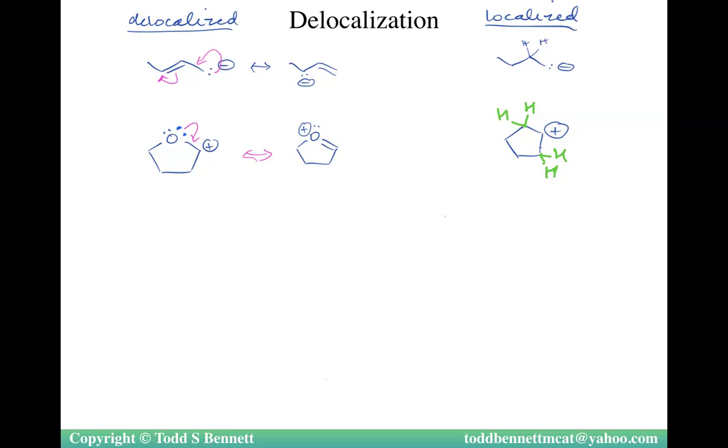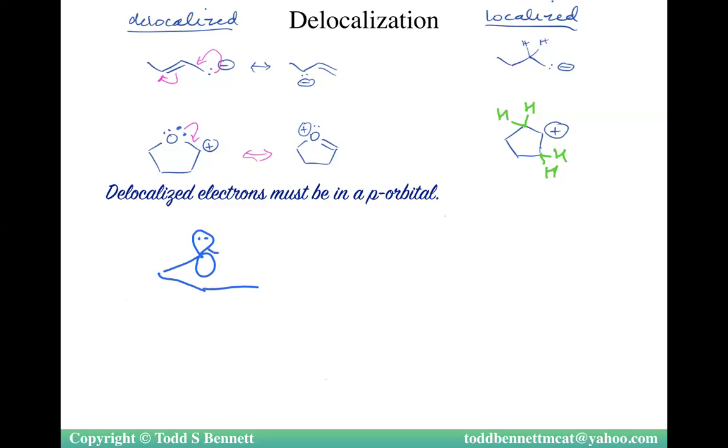So delocalized electrons must be in a p orbital to be shared. So this has to be in a p orbital for it to come over. This has to be in a p orbital for it to come over. So that picture I drew on the previous page, my lone pair didn't come out as pretty as I wanted. You would have to have this and this atom.